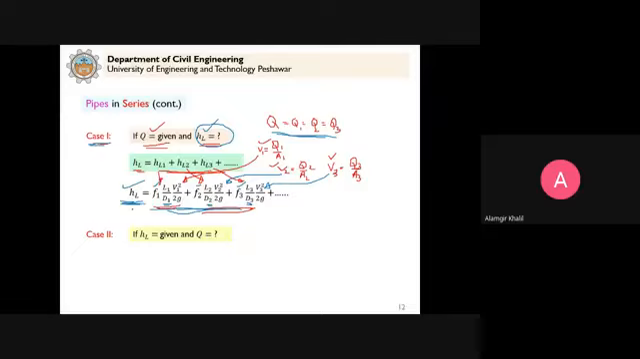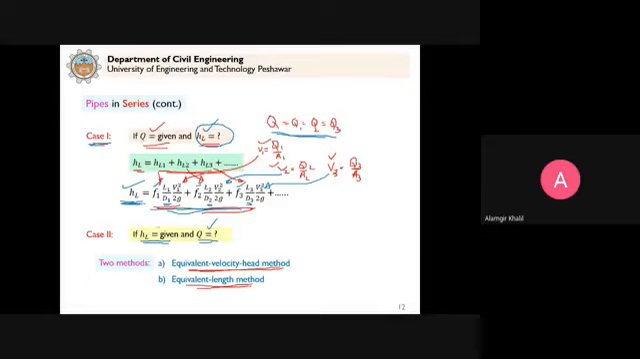The second case is that in this case, this HL is given, the head loss is given to you, and you are required to calculate the discharge. So how to proceed with this? We have two methods for this. The first one is known as the equivalent velocity head method, and the second method is known as the equivalent length method.